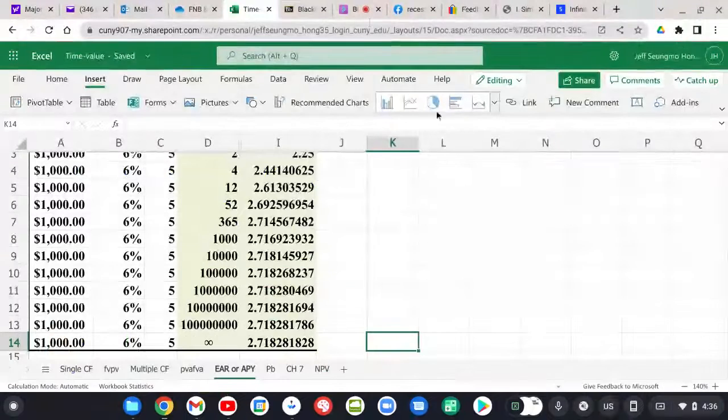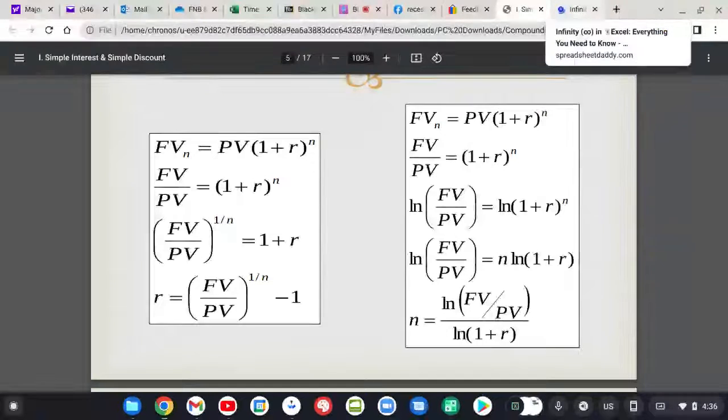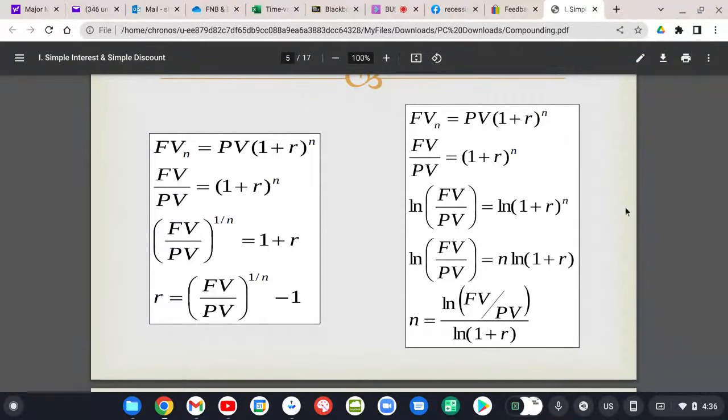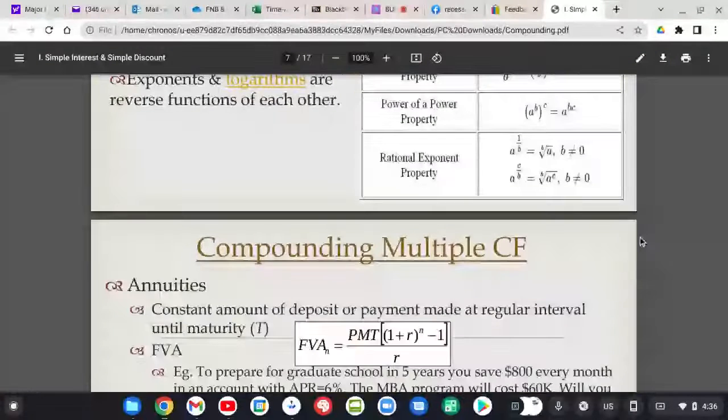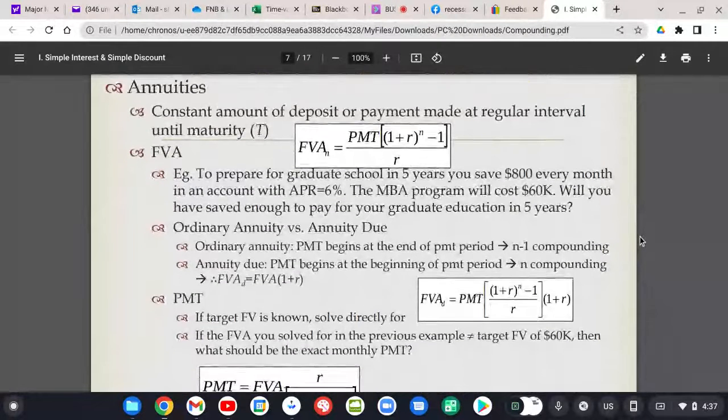So what would that be? Let's take a look at the example. The example is here. Multiple cash flow compounding. One very good example is an annuity. What is an annuity? So here, let's take a look at this example. Suppose you are preparing for graduate school. Okay, so you start the graduate school fund.